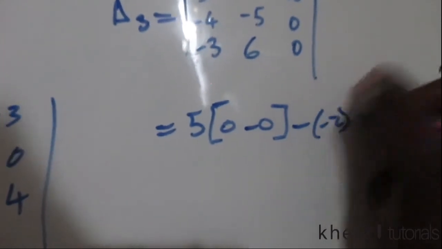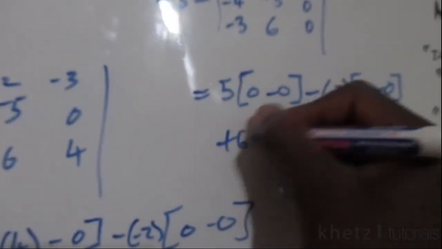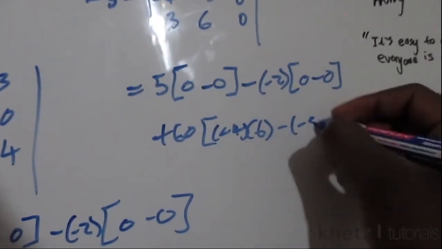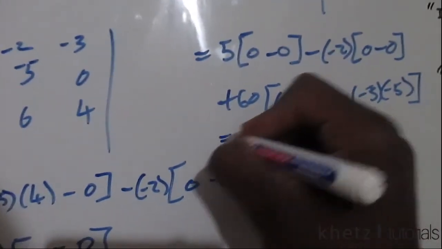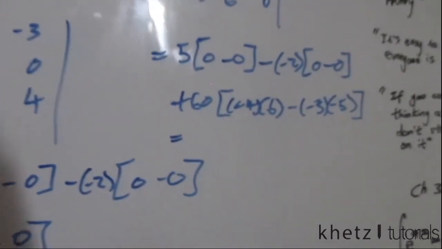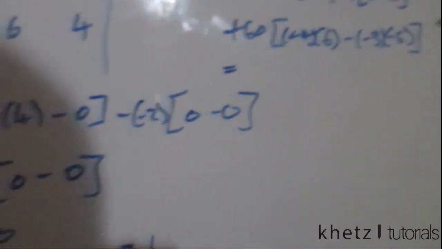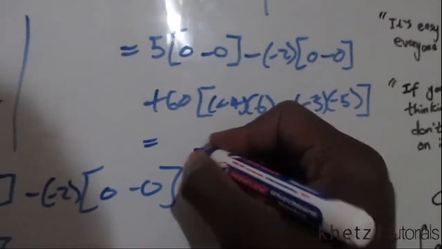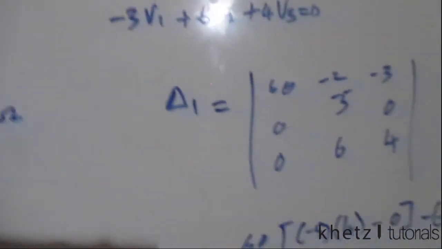Then you have negative 2. Then, crossing that over, you're going to have 0 minus 0 as well. And finally, you're going to have plus 60 times negative 4 multiplied by 6 minus negative 3 multiplied by negative 5. And so determinant 3 is going to be 0, 0, and 60. So putting that into your calculator, you're going to have 60 multiplied by negative 24, negative 15. And the answer to that is negative 2340, right?